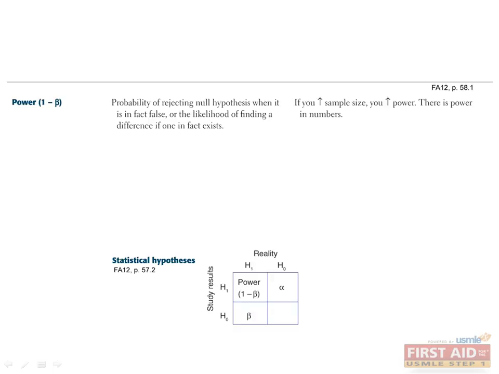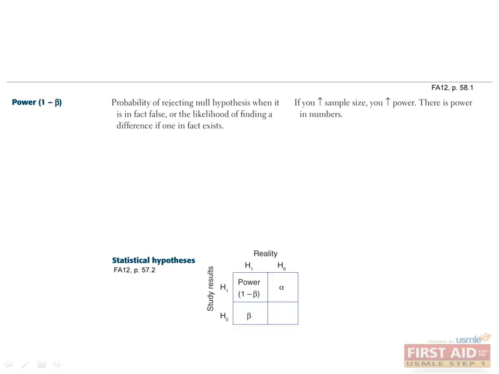The concept of power is very important in study design. Power is the probability of rejecting the null hypothesis when it is in fact false, or the likelihood of finding a difference if in fact one exists. Continuing with our example, one could say that the power of the judicial system is the likelihood of determining a defendant guilty when he or she is in fact guilty.